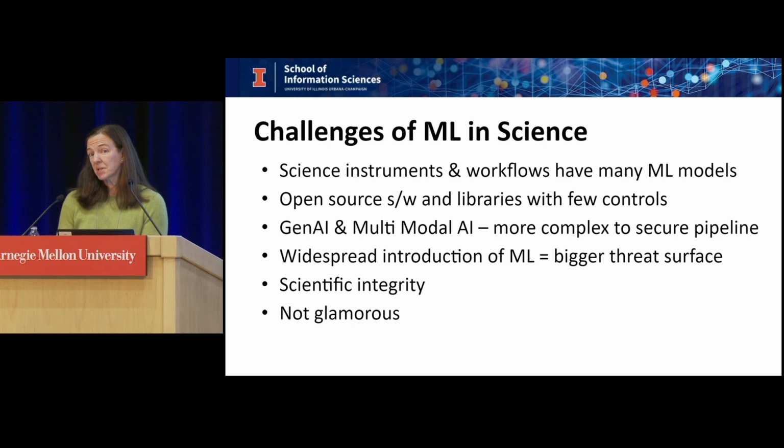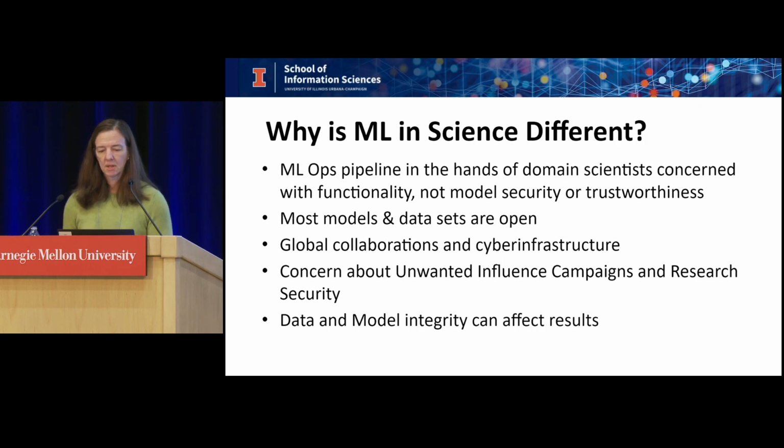The challenge in our world, of course, is not money making, it's the integrity of science results. And it's not glamorous. It is not sexy. It's not like fooling ChatGPT. It's saving the world. It's helping society. It's not necessarily glamorous for people. So why is it different? The machine learning operations pipeline, as is most science, is in the hands of domain scientists. So they're concerned with functionality, not model security, not model trustworthiness, not necessarily result trustworthiness. They're concerned about interesting science discoveries to push the boundaries, and the cycle of science is just fast these days.